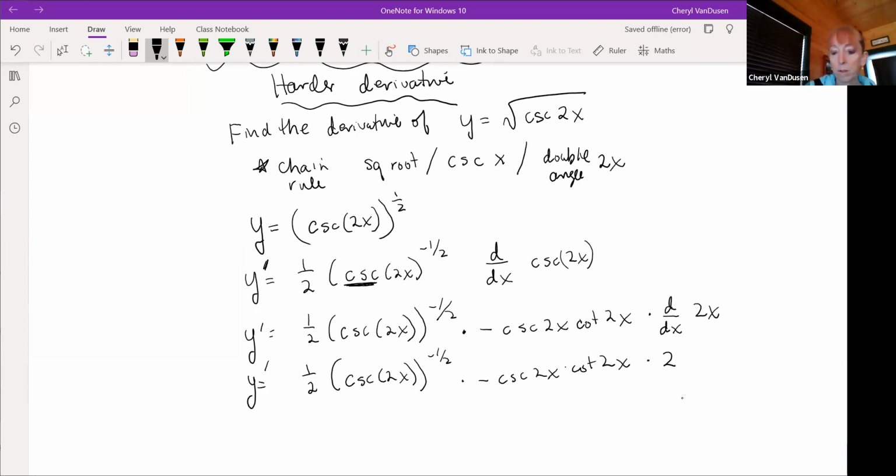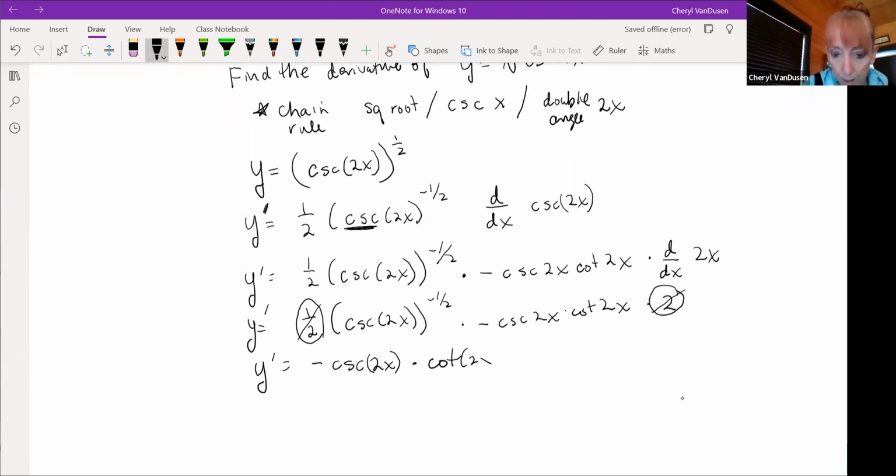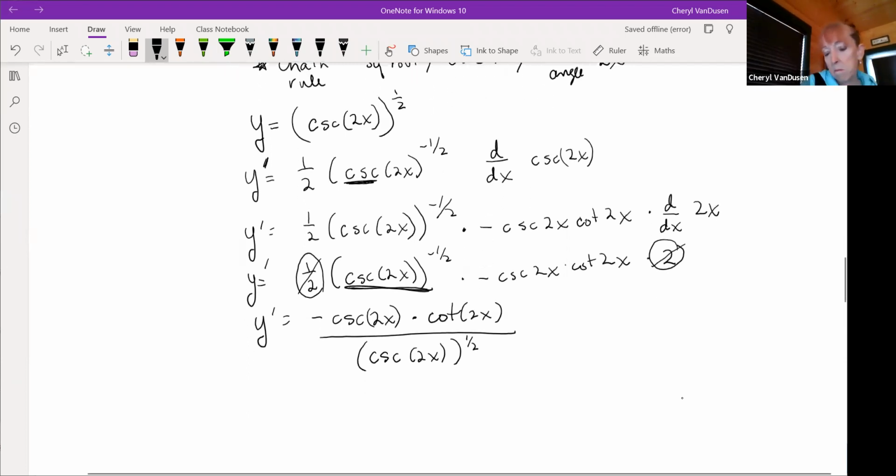And then it's just a little bit of reorganizing and trying to make the final answer look a little bit better. You can see that this 1/2 and this 2 will cancel each other out. So let's do that. And then I'm going to do a little bit of reorganizing with our answer to try to combine a few things because we have a couple of cosecant 2x terms. So let's see how this would look. So we would have minus cosecant 2x, I'll put those in brackets, times by cotan of 2x. And then I'm going to drop this term down to the bottom as cosecant of 2x to the half power. Okay, I don't know that we had to do that, but it might make it easier.